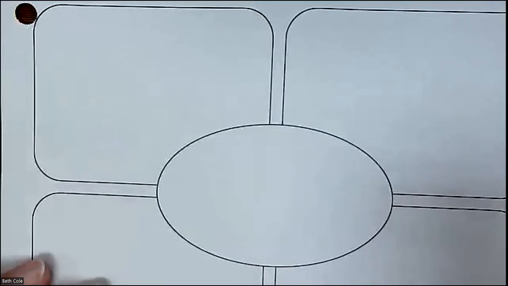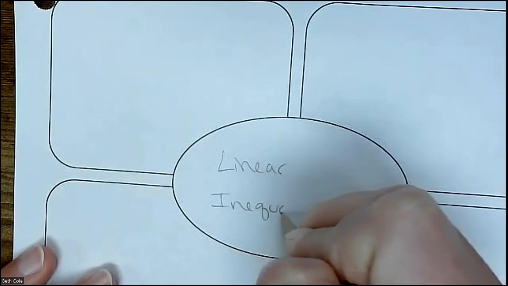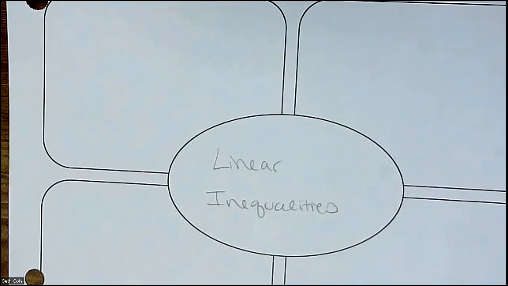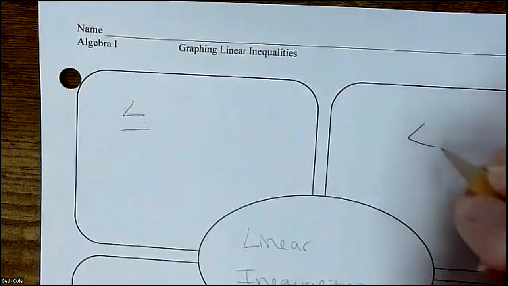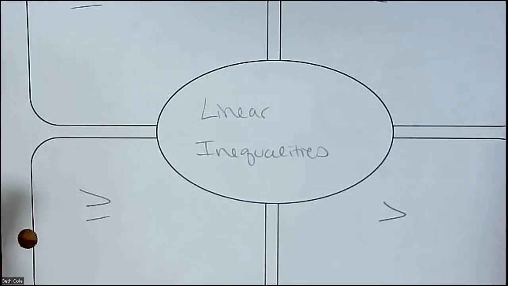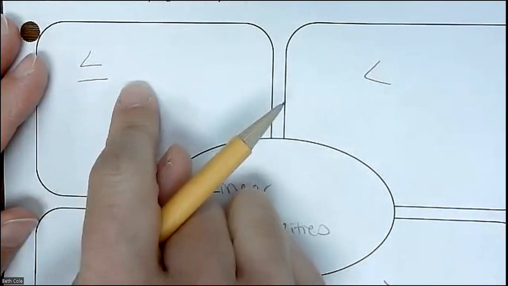So this is going to be our lesson on linear inequalities, which is exactly the same as graphing a linear equation, except instead you're going to have one of these symbols. And so we're going to write what each of them means in these boxes. So this is less than or equal to.